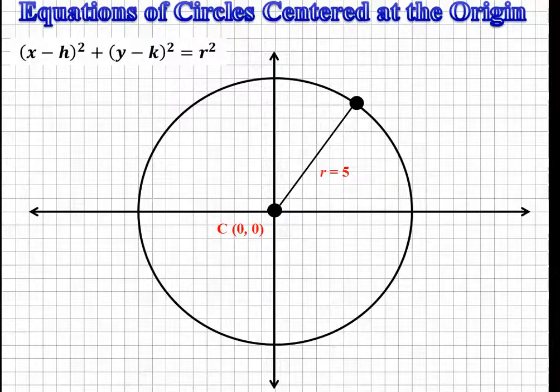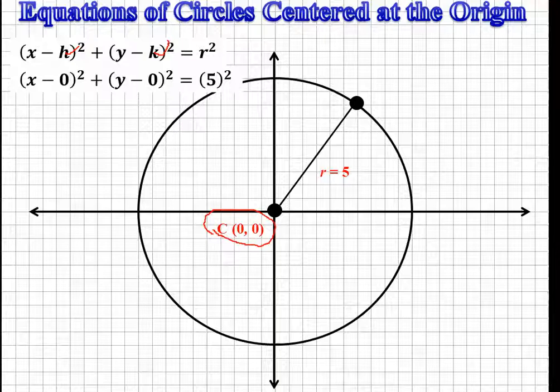Here we go. There's our standard form of the equation. And if you look down here, the center is the origin. So I'm going to replace the h with a 0 and the k with a 0. Let's see how that looks. And the radius with the 5.